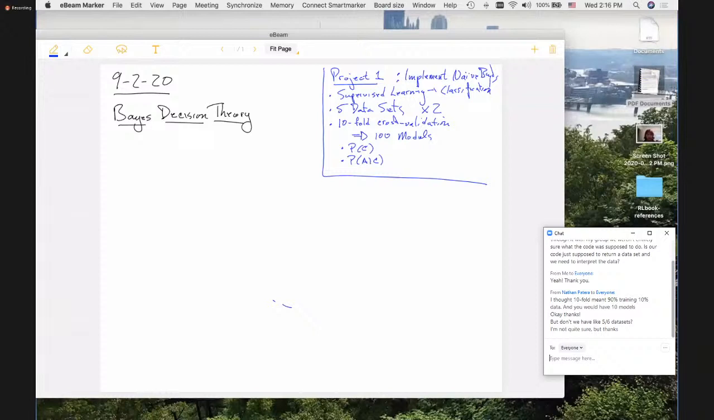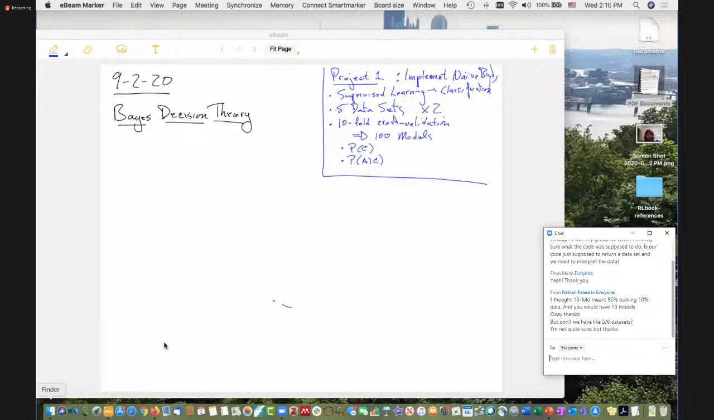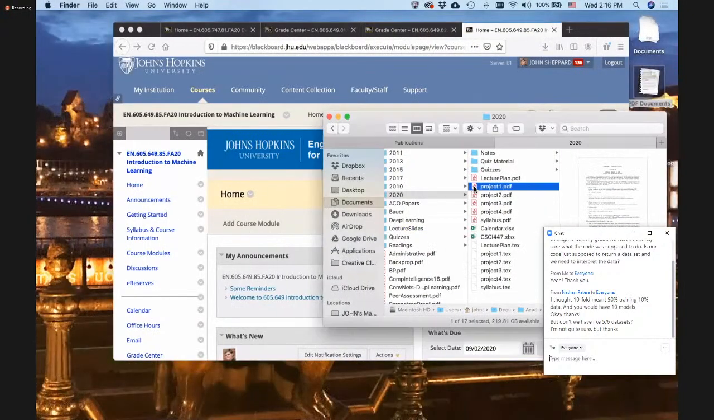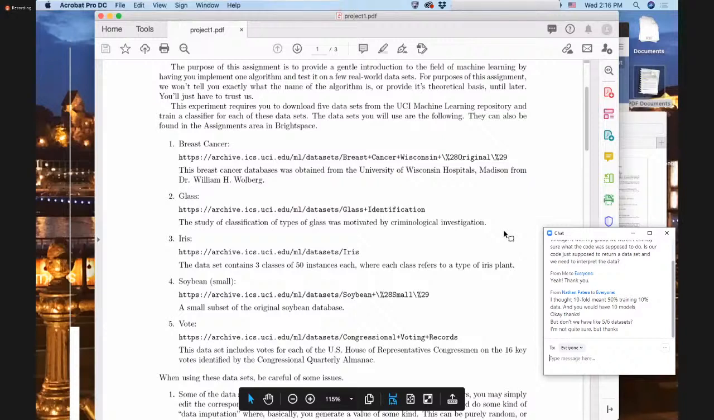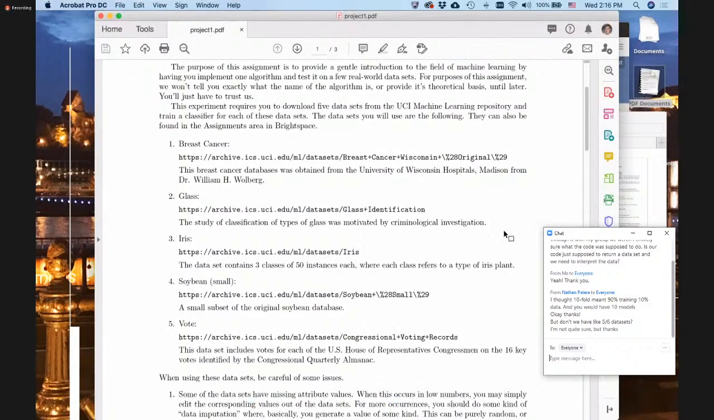Well, here, let me do this. So this is showing the list of the 5 data sets you're supposed to use. The breast cancer data set, GLASS, IRIS, the small soybean data set, and the congressional voting record data set. So those are the 5 data sets you're starting with.